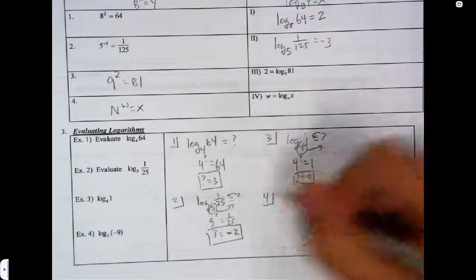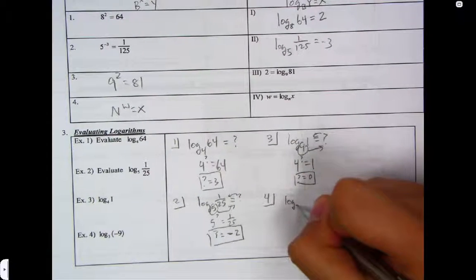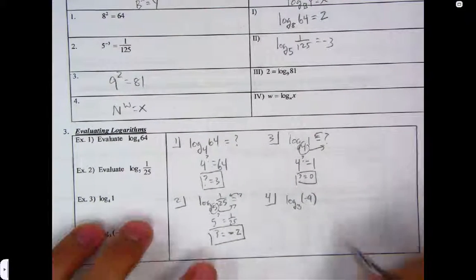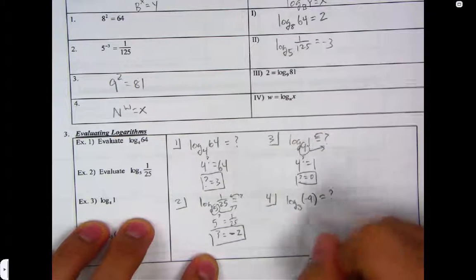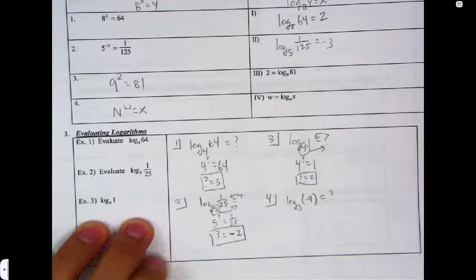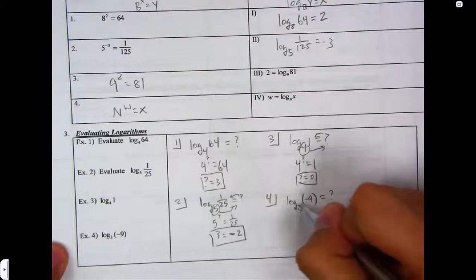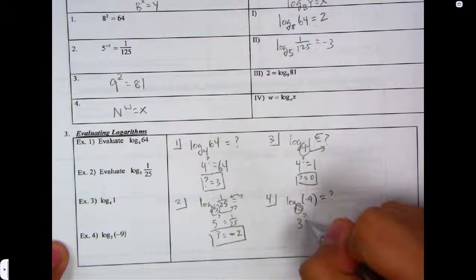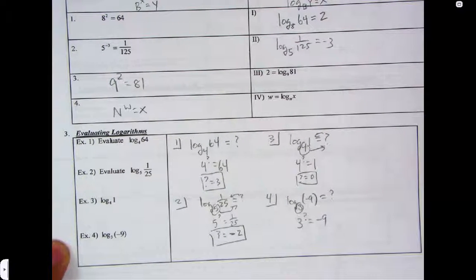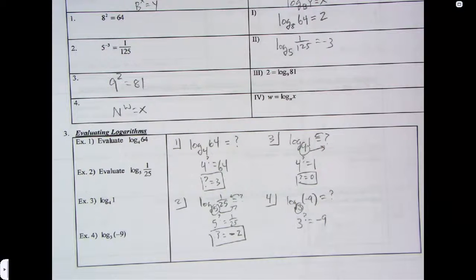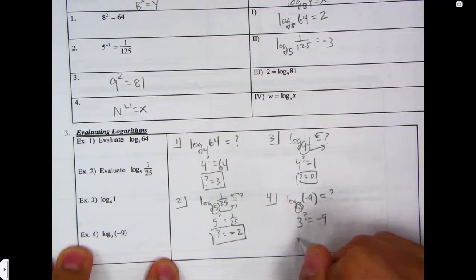And the last example here, log base 3 of negative 9 is equal to something. So rewrite it in exponential form. Circle the base. 3 to the what will give you negative 9? Maybe squared? No, that's 9. Negative 2? That's 1 over 9. So actually, this is no solution.